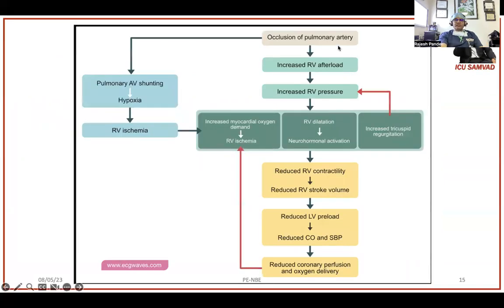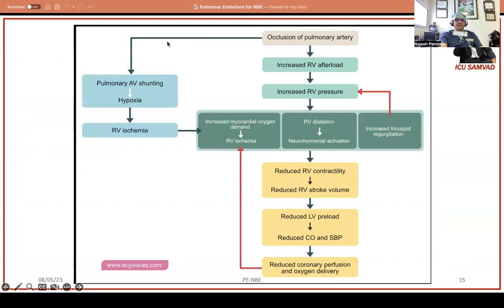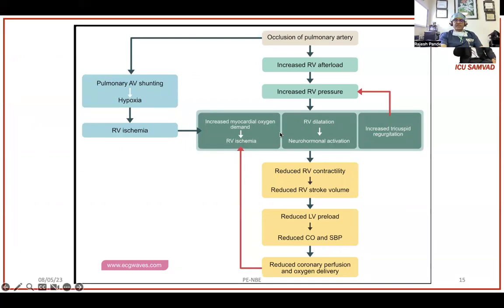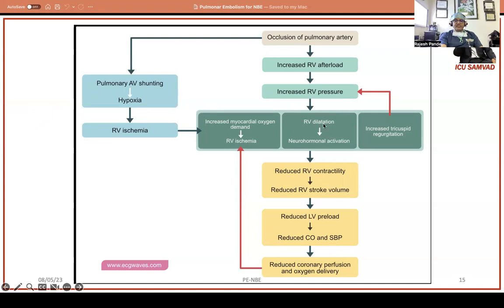So we have occlusion of the pulmonary artery. As a result, there is pulmonary AV shunting, which results in hypoxia, which will further cause RV ischemia. And there is increased RV afterload because the pulmonary artery pressure is high. So the RV has to pump against a high pressure. As a result, the RV pressure increases, and the RV dilates.